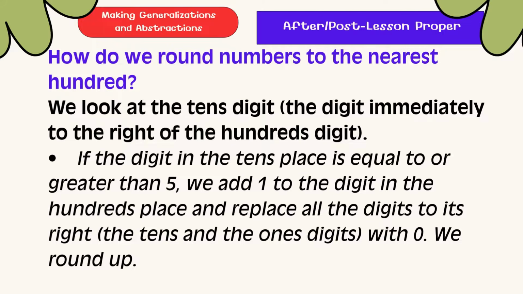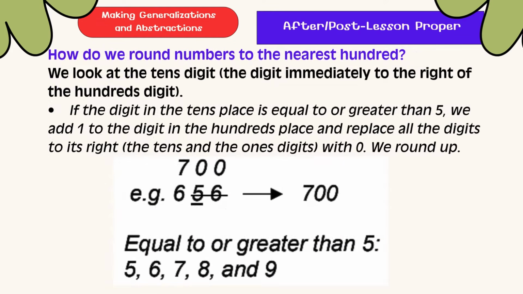We look at the tens digit, the digit immediately to the right of the hundreds digit. If the digit in the tens place is equal to or greater than 5, we add 1 to the digit in the hundreds place and replace all the digits to its right, the tens and the ones digit, with 0, meaning we round up. Look at the illustration below for better understanding. Numbers that are equal or greater than 5 are 5, 6, 7, 8, and 9.